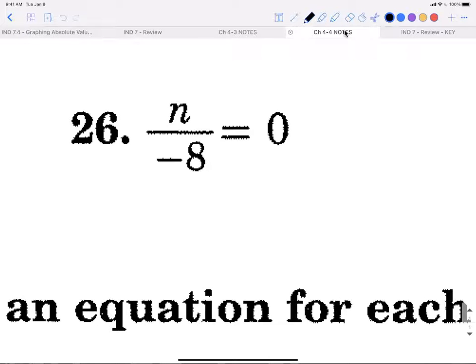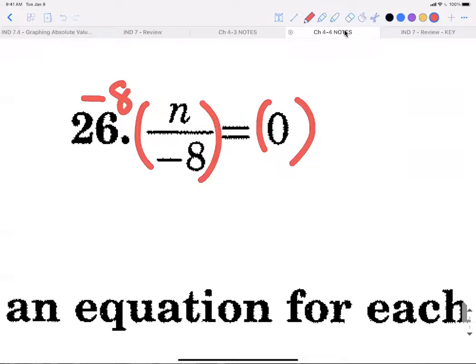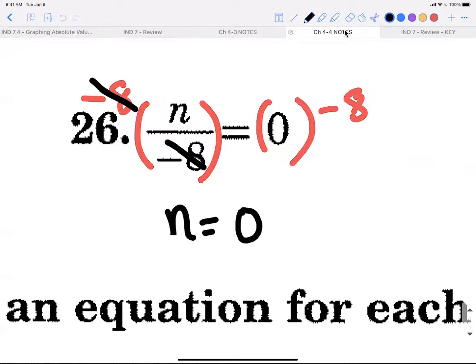Okay, it's a division problem, which means we're going to multiply. Whatever we do to one side, we're going to do to the other. We always multiply by our denominator, sign and all, right? So we're going to multiply by -8. We're going to multiply over here by -8. Again, -8 and -8 cross reduce. That's why the signs and everything have to match. N equals anything times 0 stays 0.